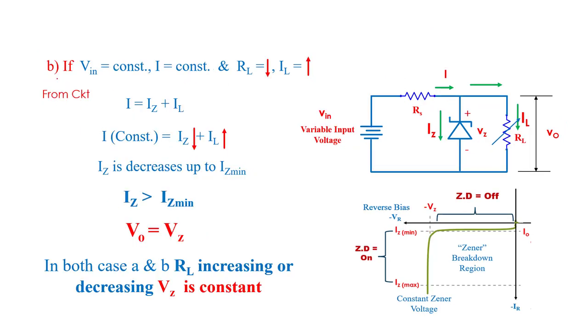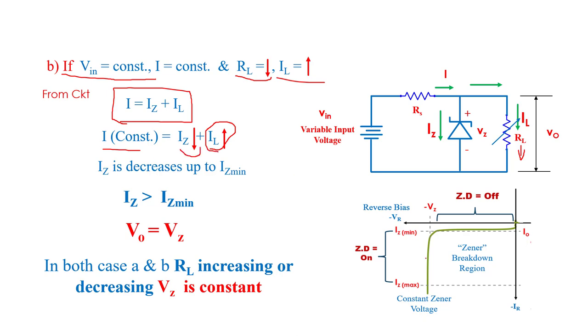Now in the next condition, we have to consider RL is decreasing. This time the load resistance is decreasing, and if RL is decreasing, IL is increasing, because we know that I equals V upon R. So with the help of this current equation, I is constant and IL is increasing. So what about IZ? IZ is decreasing.